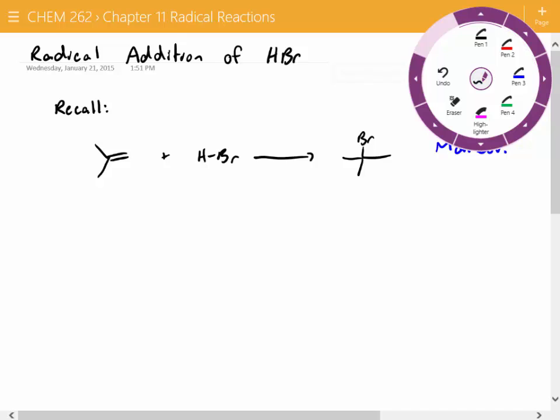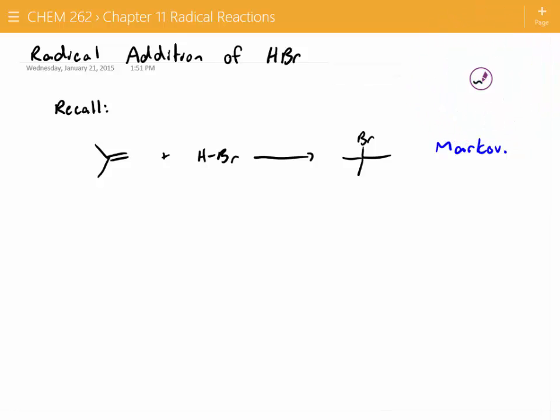And we said when they were originally studying this reaction, they noticed if they used impure reagents or anything with peroxides, that it would be anti-Markovnikov. So I'm just going to abbreviate this ROOR. And if you do this, you get anti-Markovnikov addition.